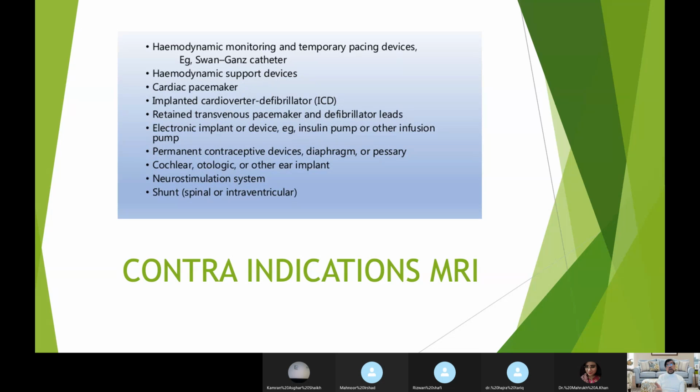So hemodynamic monitoring systems, cardiac pacemakers, implants, electronic devices, contraceptive devices, neurostimulations, or the shunts, or any metal in the body, including the metals in the joints, like अगर उसका कोई joint replacement हुई हुई है या उसकी hip replacement हुई हुई है, then this is not a candidate for an MRI. But rest of the people can have the MRI. So that is important indications and contraindications of MRI.